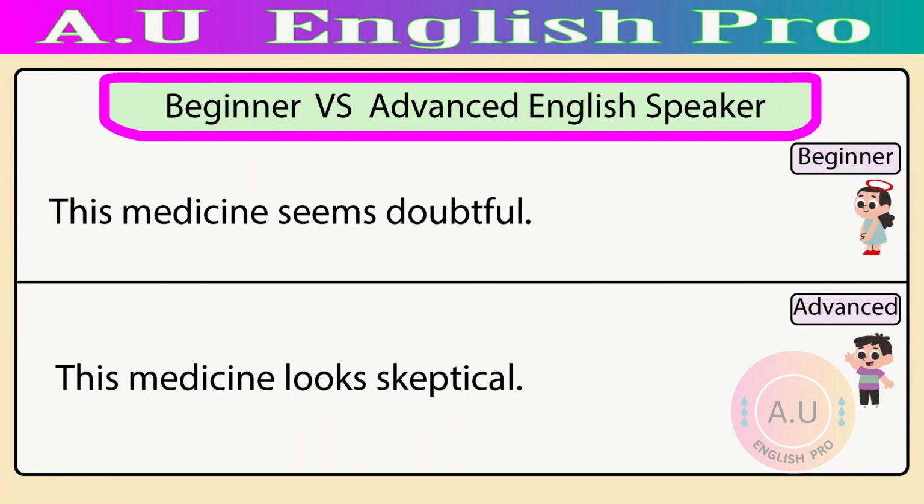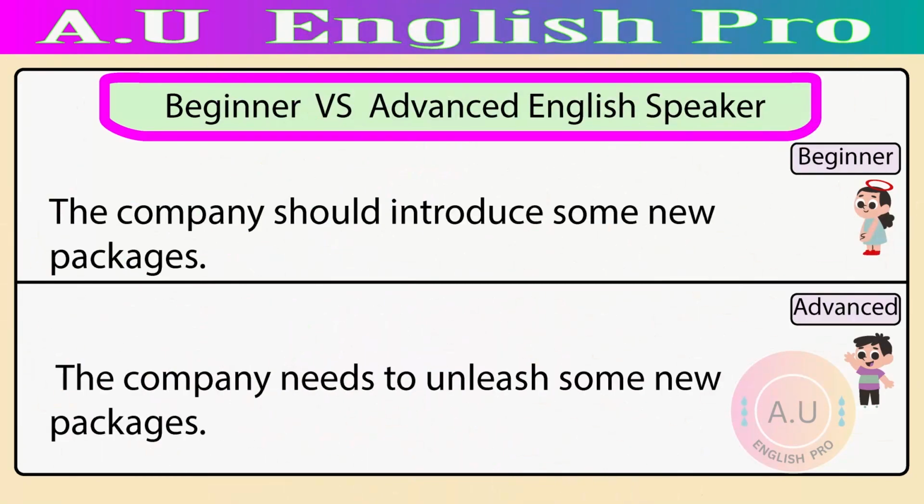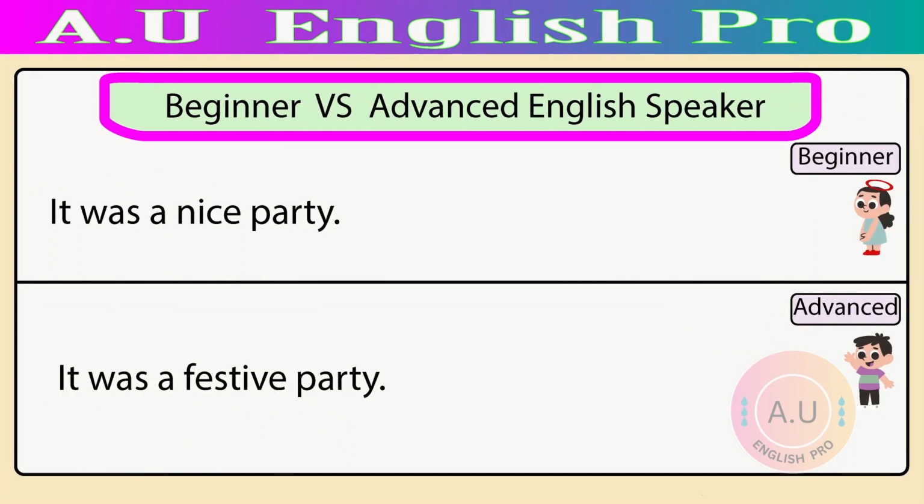Friends, our next sentence is, this medicine seems doubtful. So if you want to speak like a native speaker, you also can say, this medicine looks skeptical. Friends, our next sentence is, the company should introduce some new packages. So instead of using this simple sentence, you also can say, the company needs to unleash some new packages.